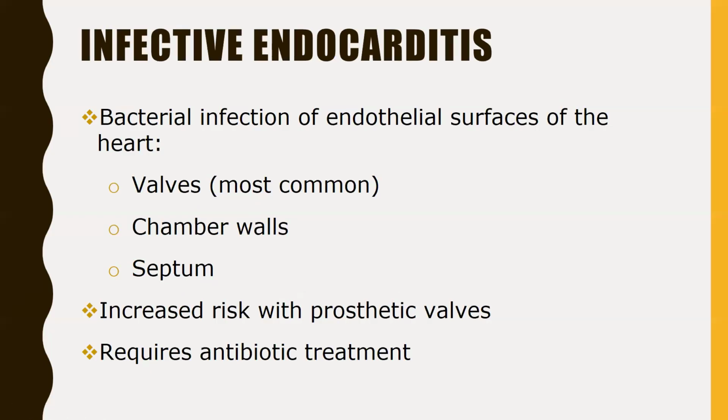So we're going to pivot over now to infective endocarditis. This is a bacterial infection of the endothelial surfaces of the heart. The valves are usually the most common. Then chamber walls and septum can also be infected and have problems as well. There's an increased risk with prosthetic valves, and this absolutely requires antibiotic treatment.